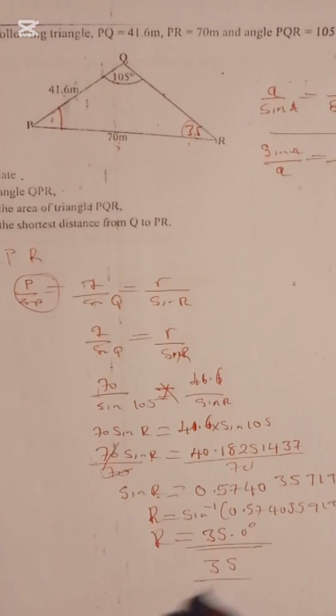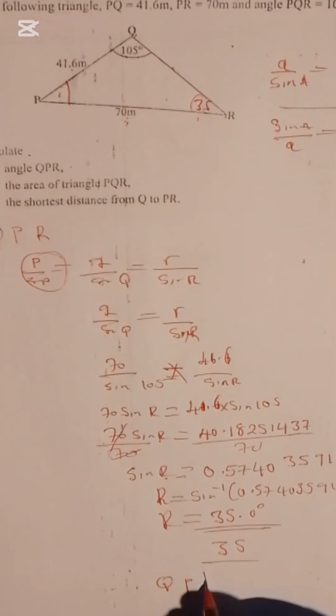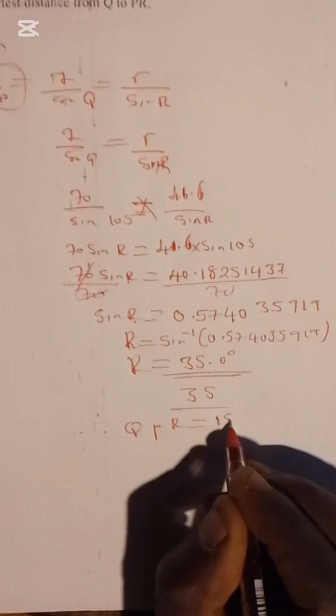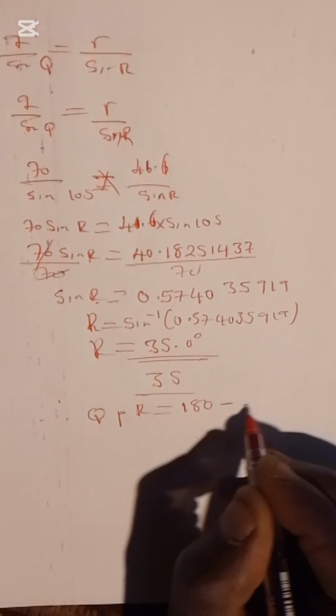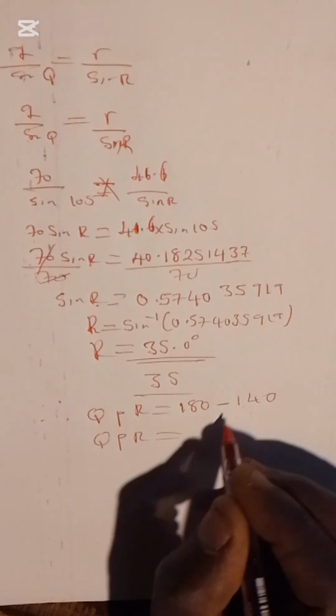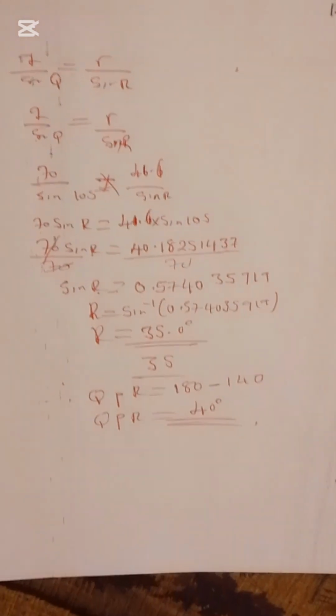So we'll just say, therefore, QPR equals 180 minus 140. So QPR will be equal to 40 degrees. So that is how you work out this problem.